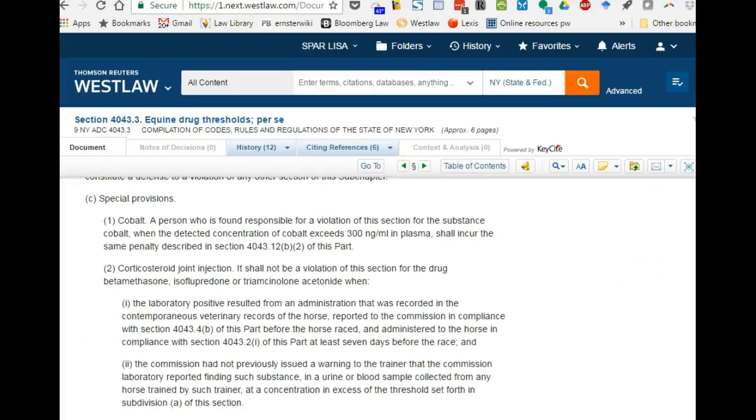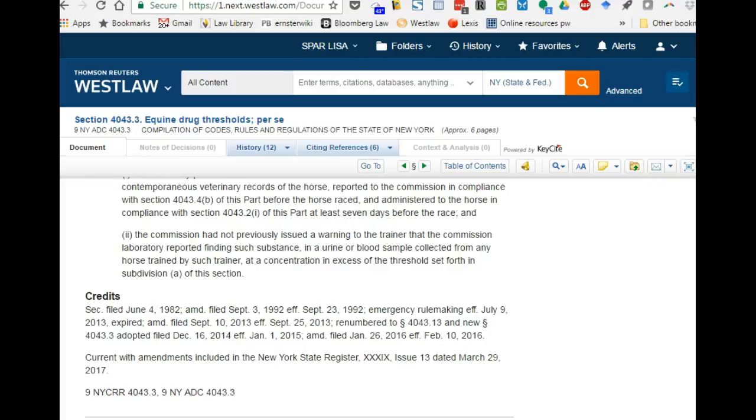So the first thing I did is I thought, where did this section come from? Maybe it just was a different number, right? The sections get renumbered all the time. So I looked at our credit and I said to myself, so this was first filed June 4, 1982; amended September 3rd, 1992; and amended by emergency rulemaking. So here we're getting into the relevant time period. Emergency rulemaking effective July 9th, 2013. And amended by, in that it was expired, and then amended.